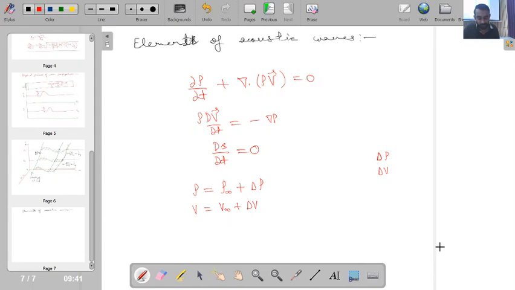So what I am trying to say over here is that I have some undisturbed flow field. In case of an undisturbed flow field, density was rho infinity and velocity was v infinity, and this v infinity ultimately is nearly equal to 0. Okay, so it means I have a stagnant fluid medium.